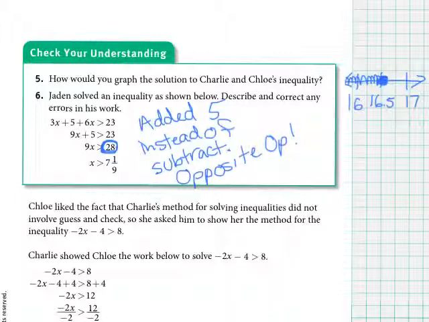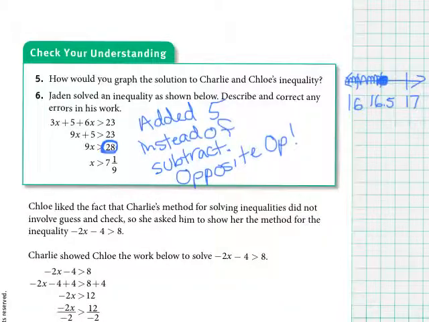On number 6, the mistake made was going from line 2 to line 3. They should have used an opposite operation to subtract 5 from both sides, but they added on both sides. Okay, so a quick little error analysis problem there for you. Okay, any questions on 5 and 6?